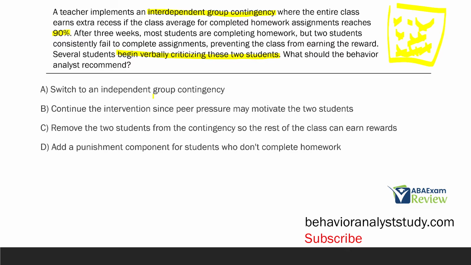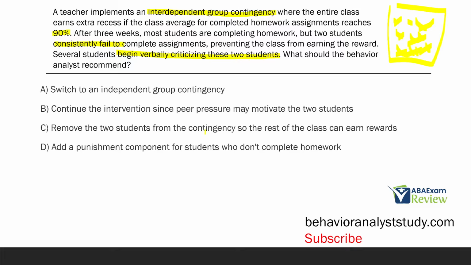A, switch to an independent group contingency. It's a possible solution, where everybody is responsible for their own outcome and their own reward. B, continue the intervention since peer pressure may motivate the 2 students. Well, clearly it's not motivating the 2 students. They are still failing, and now the social pressure is starting to get to the 2 students. So B doesn't seem all that feasible.